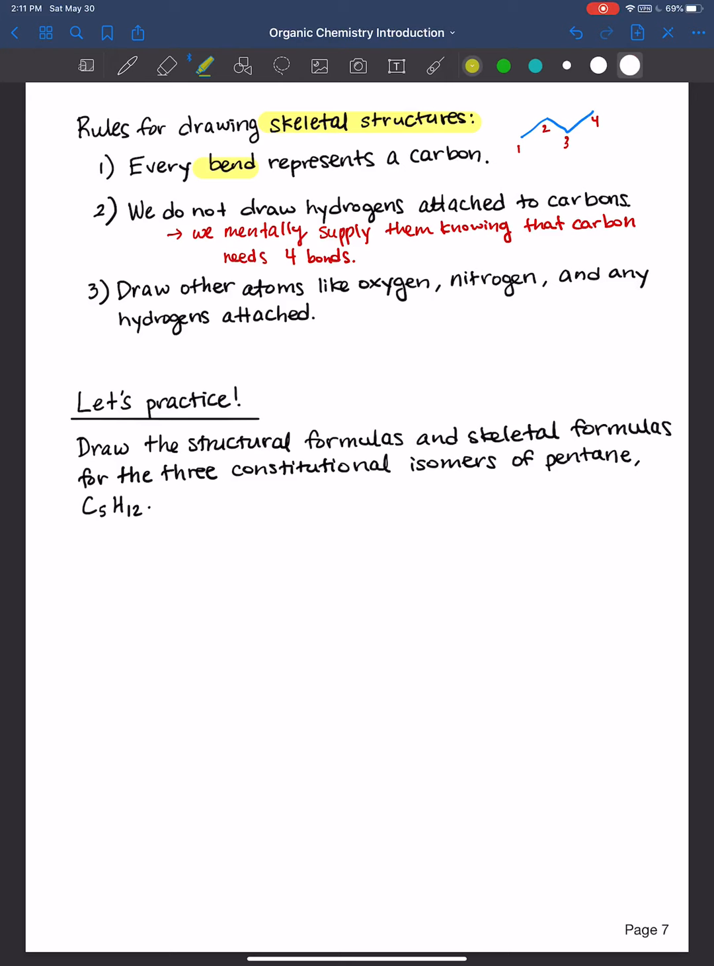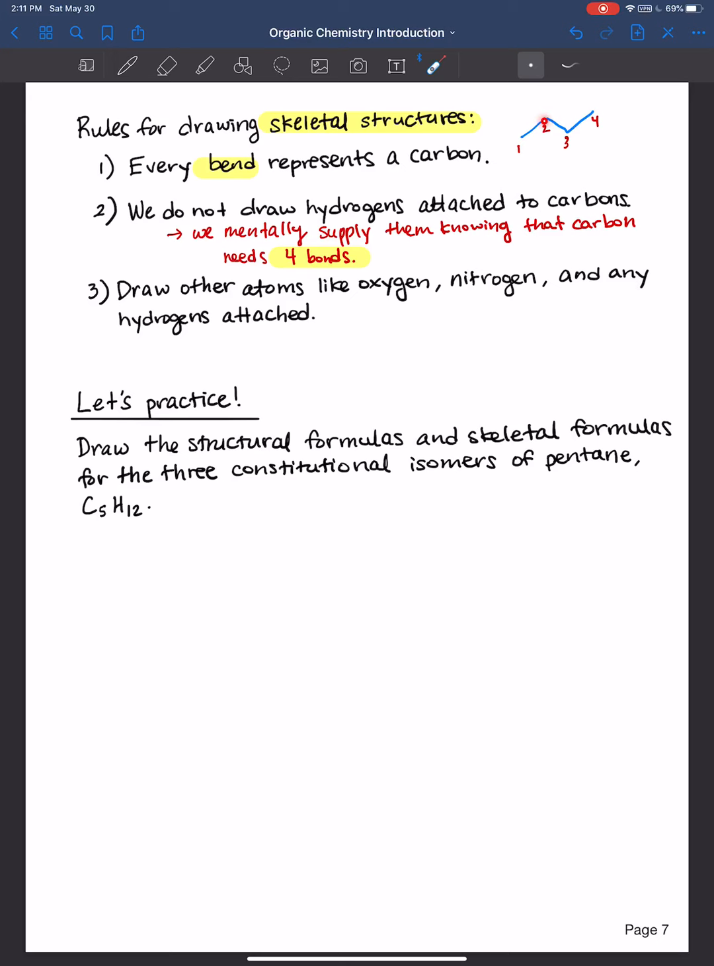4 bonds and 4 bonds only. So for example here, I know that this carbon here, carbon 1, only is attached to one other carbon. So how many hydrogens does it have left? It needs 1, 2, and 3.